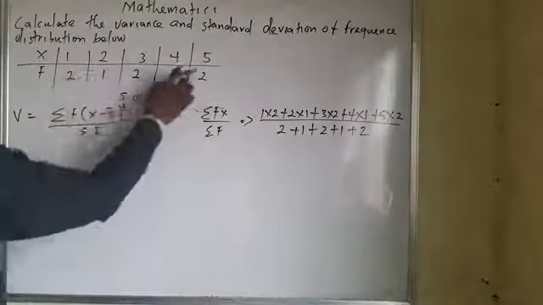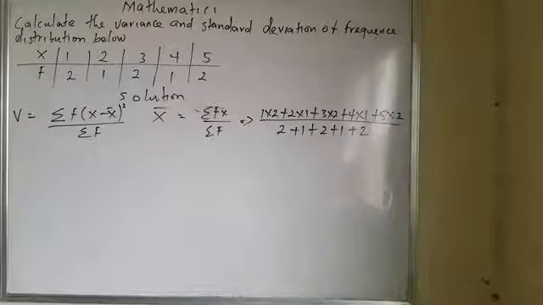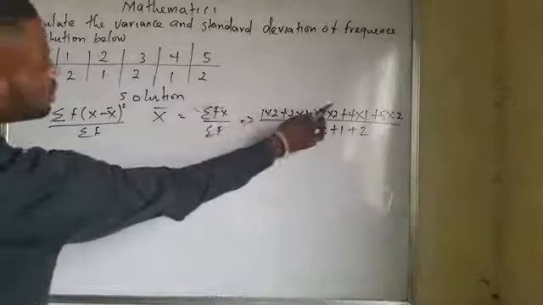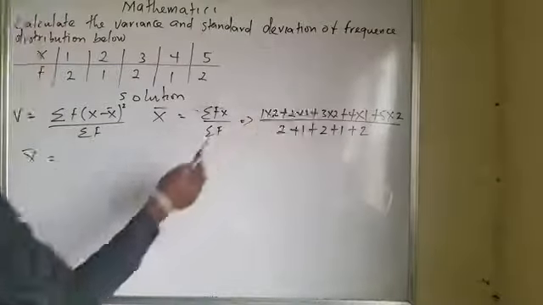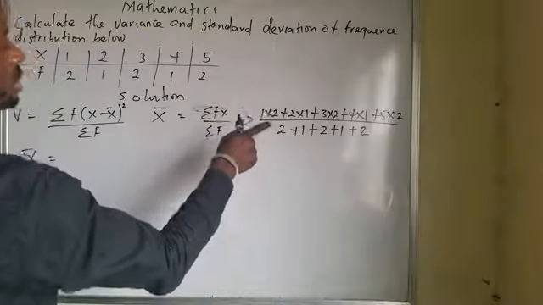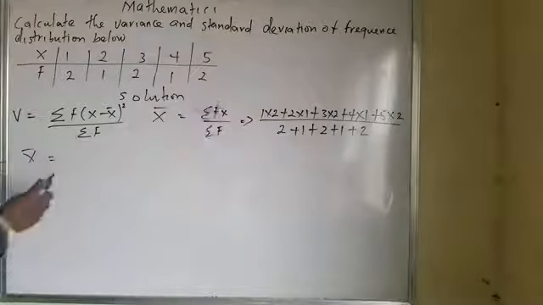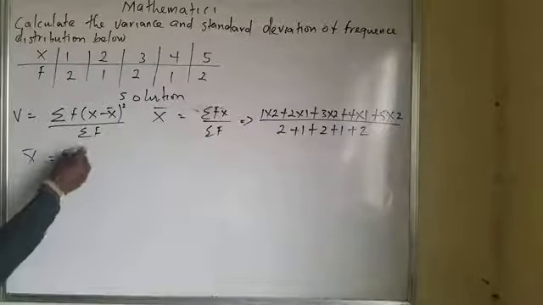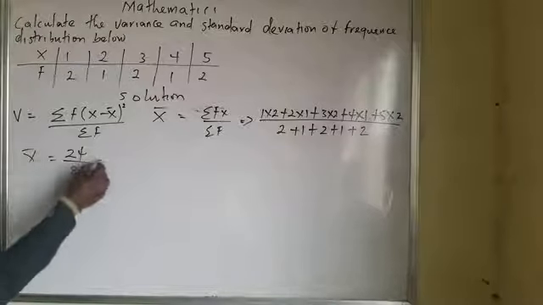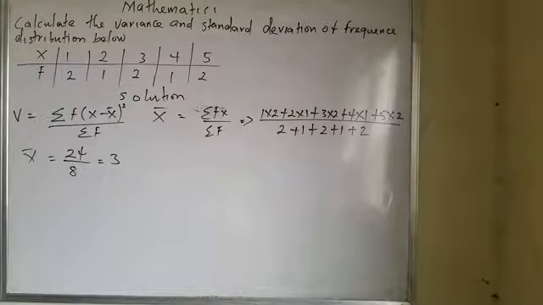Now that is what will happen there. My mean, x bar, will be equal to 2, 2, 6, 4, 10. 2 plus 2 is 4, plus 6 is 10, plus 4 is 14, plus 10 is 24. That is 24 divided by 8, which gives me 3. It means my mean equals 3.